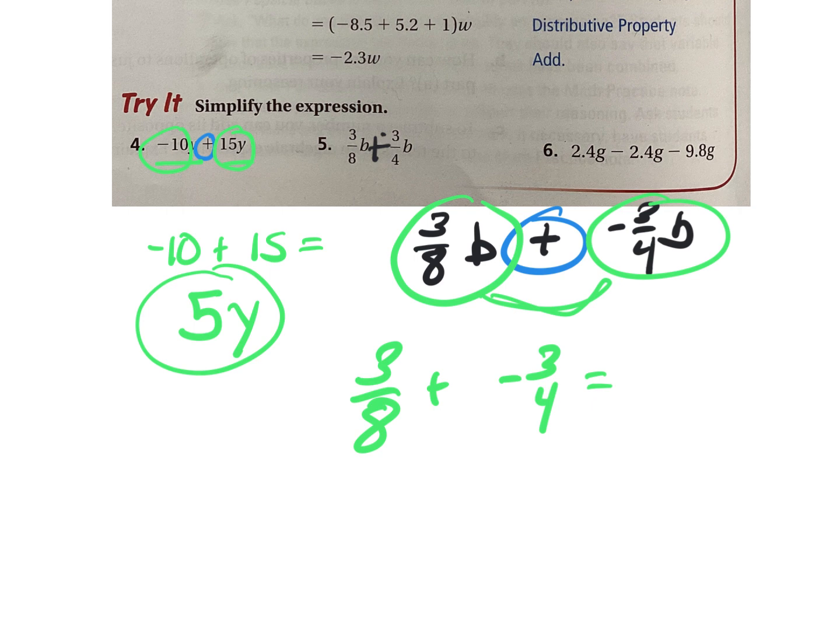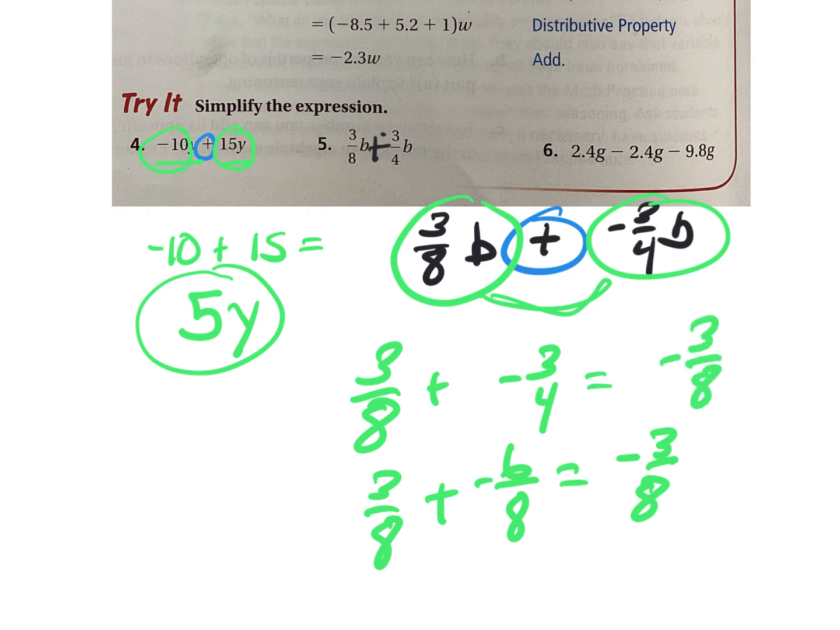Well, remember when we add fractions, we have to have the same denominator. So that's going to be negative 6/8 instead of negative 3/4 because now they both have 8. So 3 plus negative 6 is negative 3/8. Negative 3/8. And then you have to keep the variable with it. So there is your simplified expression. You can put those together, and the reason why you can put them together is because they are like terms.